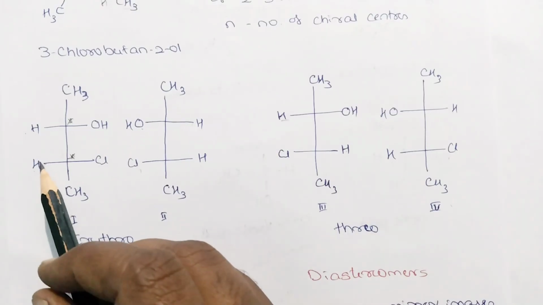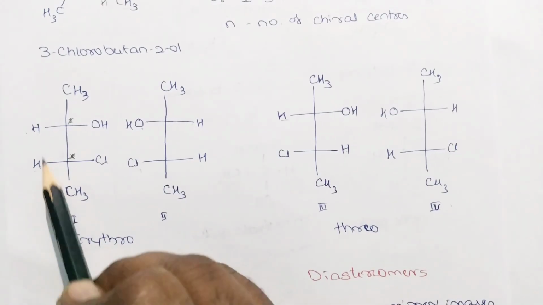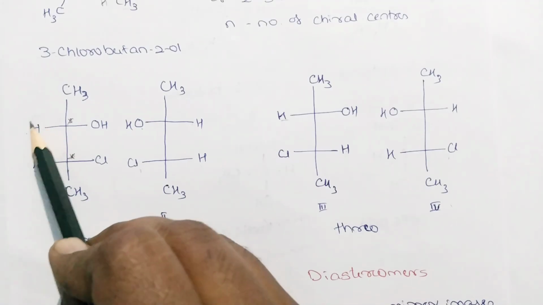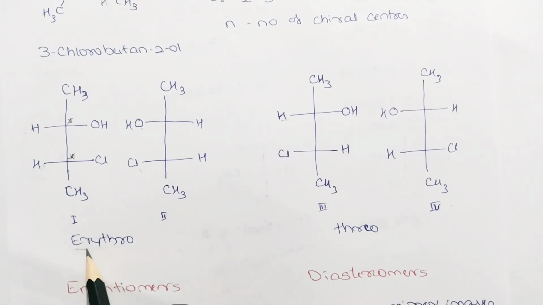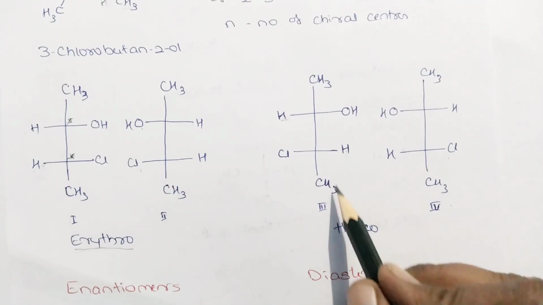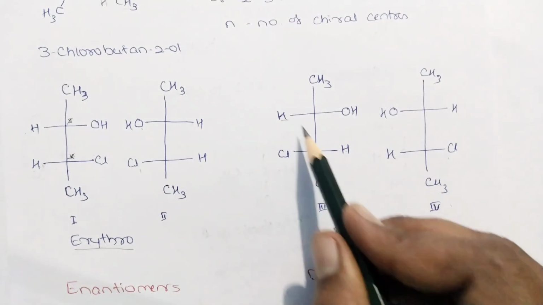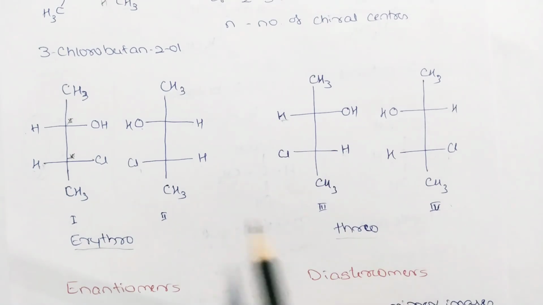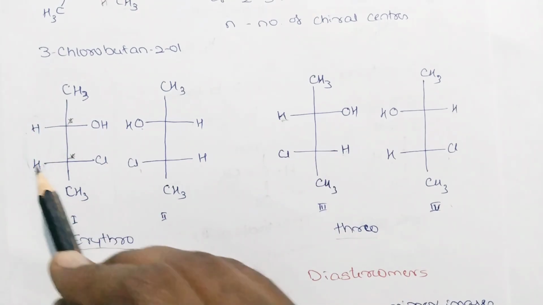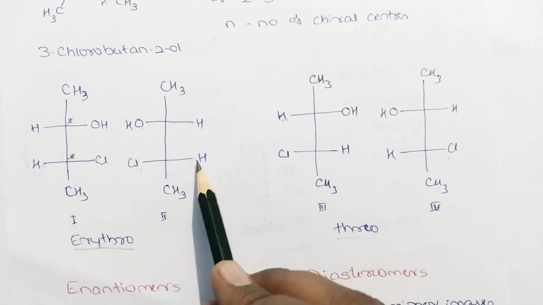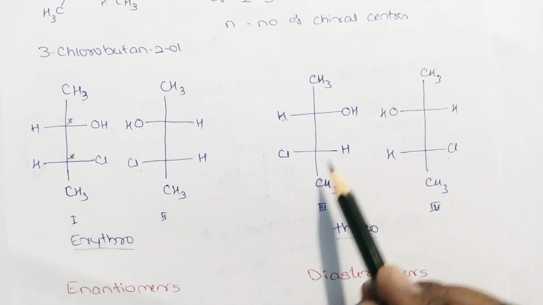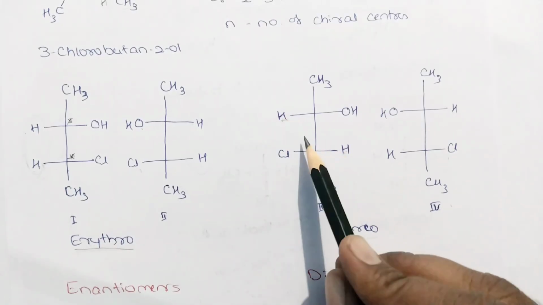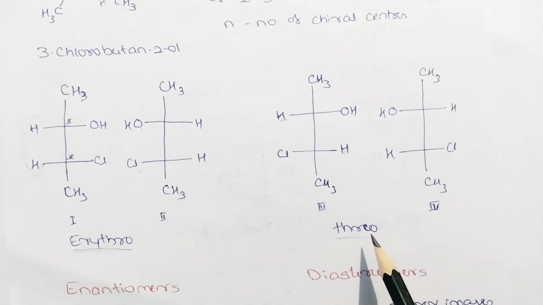When the two identical groups are on the same side, we have to use the prefix Erythro. But see the third example: here the two identical groups are on opposite sides, hence these are Threo. Here also the hydrogens are on the same side, hence we can use Erythro. Here the same groups are on the opposite side, hence we have to use Threo.